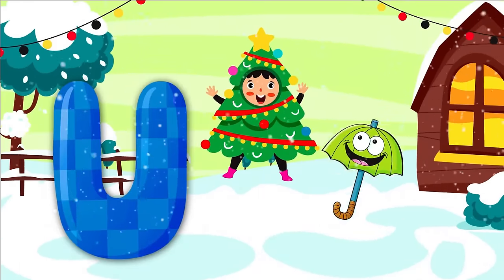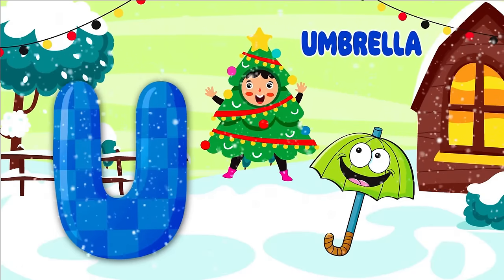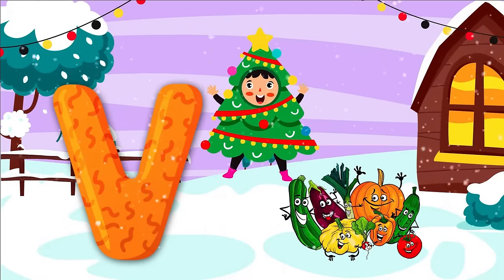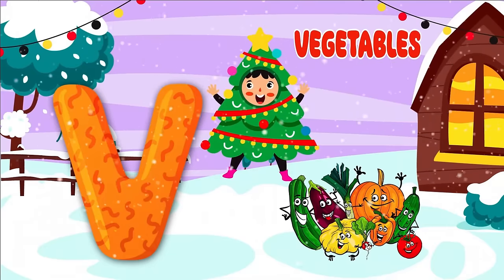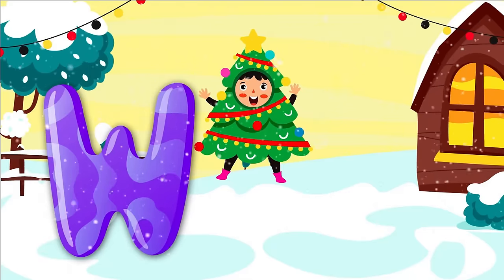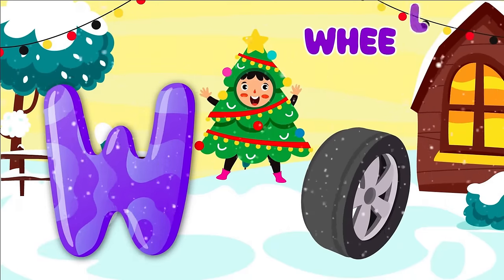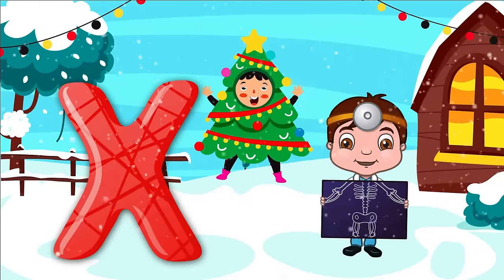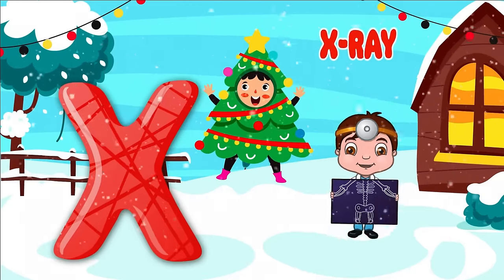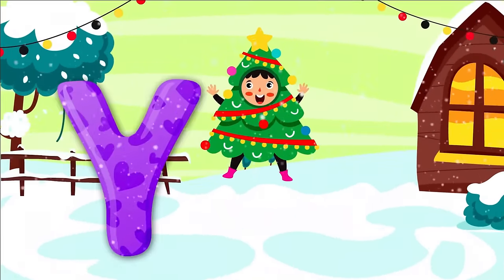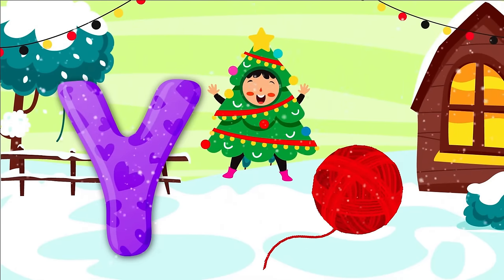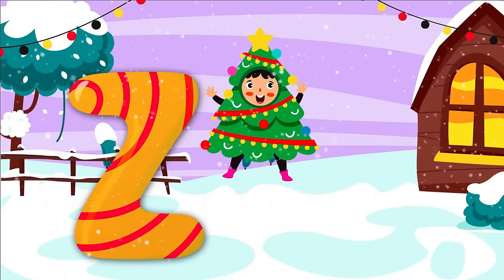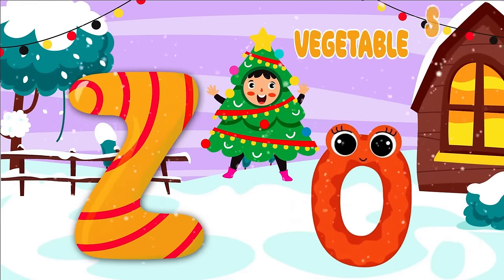U, umbrella. U is for umbrella. V, vegetables. V is for vegetables. W, wall. W is for wall. X, x-ray. X is for x-ray. Y, yarn. Y is for yarn. Z, zero. Z is for zero.